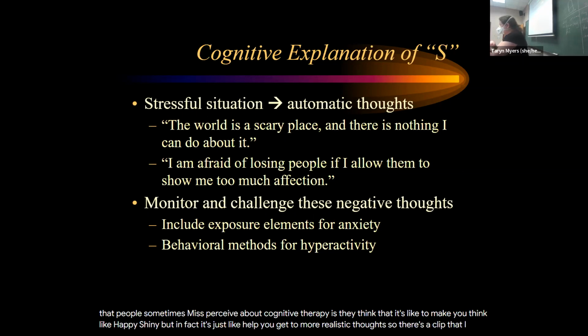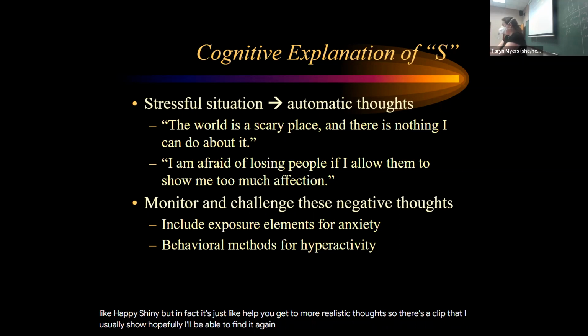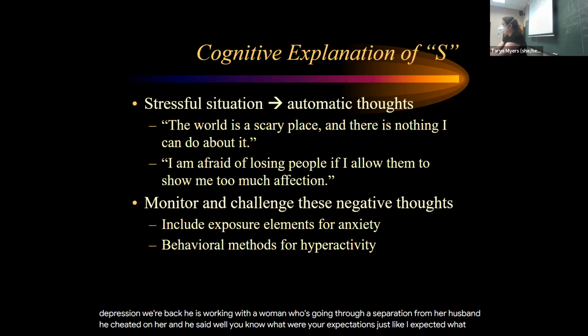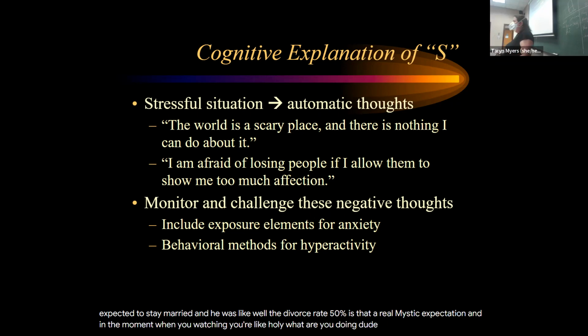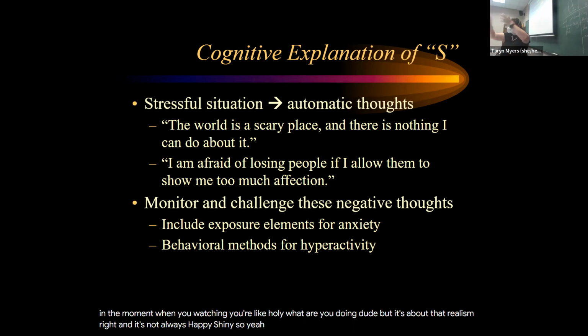So there's a clip that I usually show, hopefully I'll be able to find it again, when we talk about cognitive therapy for depression, where Beck is working with a woman who's going through a separation from her husband. He cheated on her. And he said, well, you know, what were your expectations? Just like, I expected loyalty, I expected to stay married. And he was like, well, the divorce rate's 50%. Is that a realistic expectation? And in the moment when you watch it, you're like, holy shit, what are you doing, dude? But it's about that realism, right? And it's not always happy, shiny. So yeah, for someone who's narcissistic, you would also challenge it.